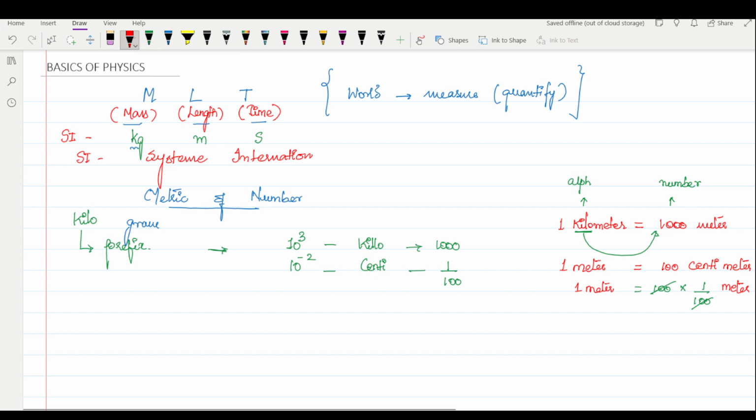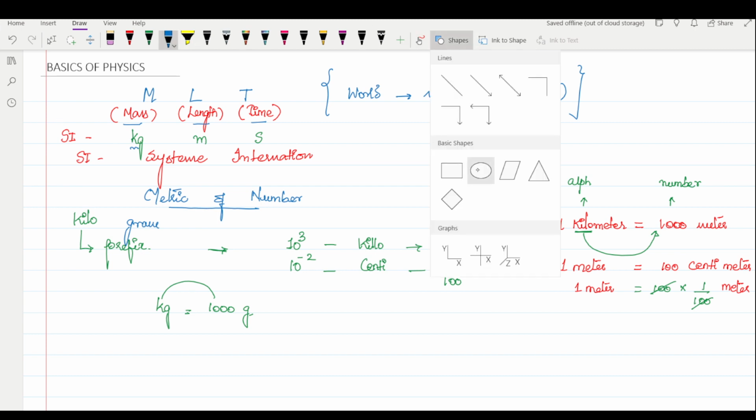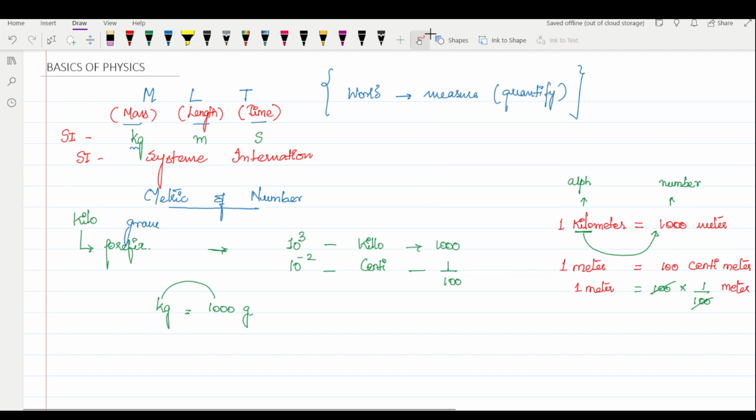In this case, the mass which we are measuring is in kilograms. So here kilo represents 1000 grams. All these three things that we have seen today in this class are actually the SI units of the parameters mass, length and time. This is just an SI unit.